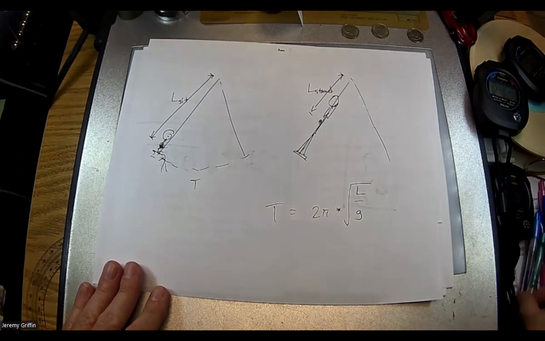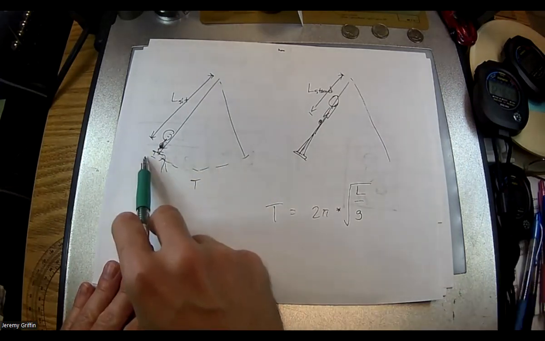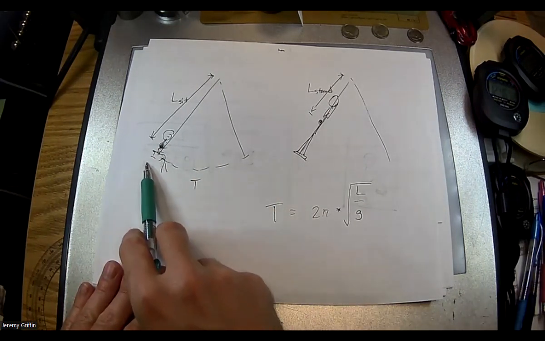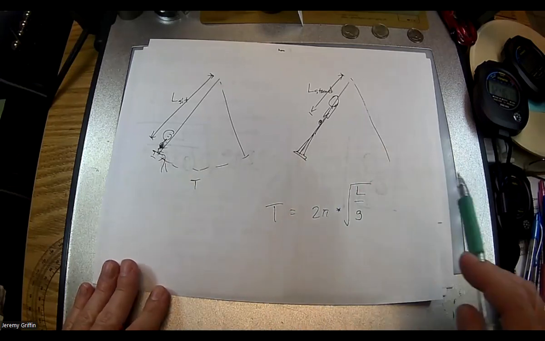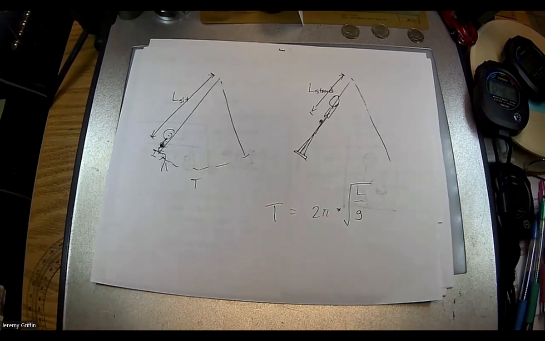So maybe the kid on the left is like swing, swing, swing, swing, and the kid on the right is probably like swing, swing, swing, swing. It's going faster. It's a decreased time period.